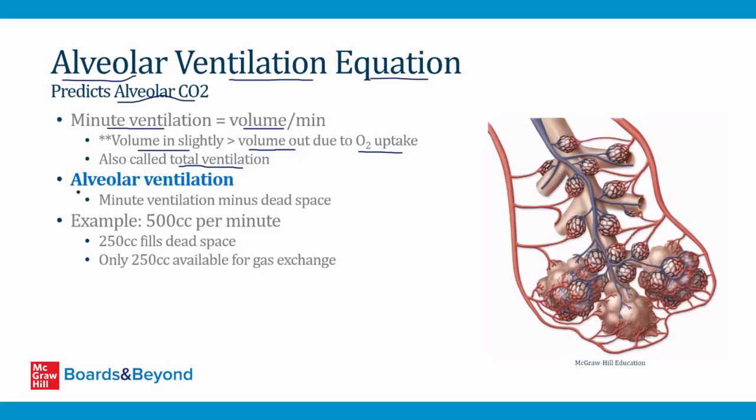Different from minute ventilation, though, is alveolar ventilation. So this is minute ventilation if we could take away the dead space and talk about only the volume of air going in and out of the alveoli that participates in gas exchange. So for example, if our minute ventilation was 500 cc's per minute, but 250 cc's, or half of that, was filling dead space, then the alveolar ventilation would be 250 cc's. This is the volume of air that's available for gas exchange.